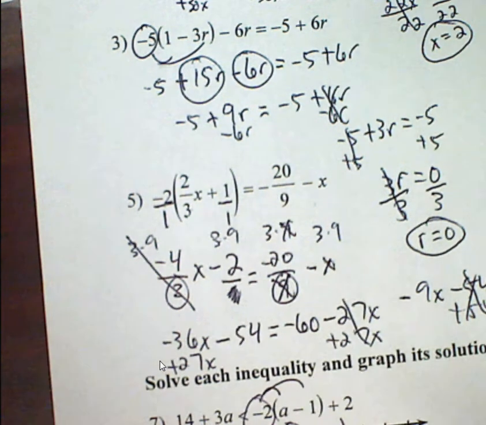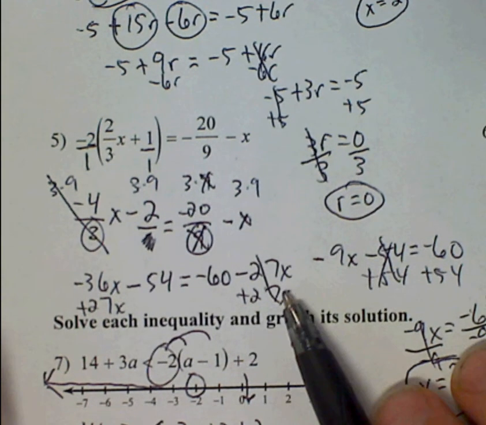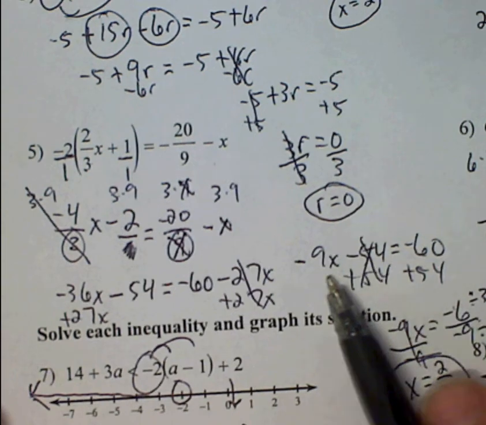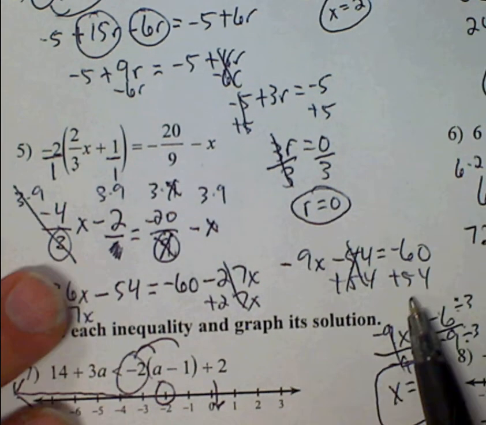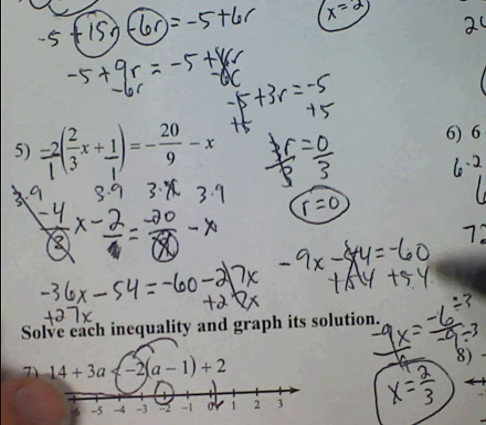Now I need to get my variables to the same side. So I add 27x to both sides. That gave me negative 9x minus 54 equals negative 60. Add 54. Debt plus not debt, I have to subtract. I have more debt, so I get negative 6.